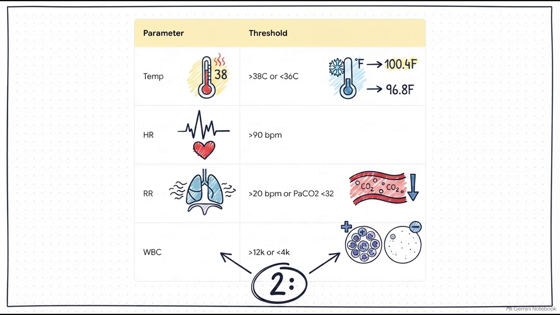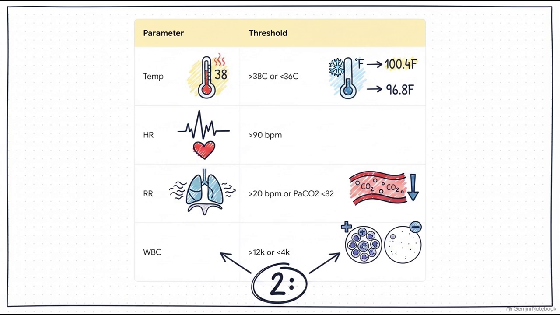We're looking for hyperthermia over 38 degrees Celsius, that's 100.4 degrees Fahrenheit, or hypothermia dropping below 36 degrees Celsius, which is 96.8 Fahrenheit. Second, heart rate. We need to see tachycardia, meaning a heart rate strictly greater than 90 beats per minute.